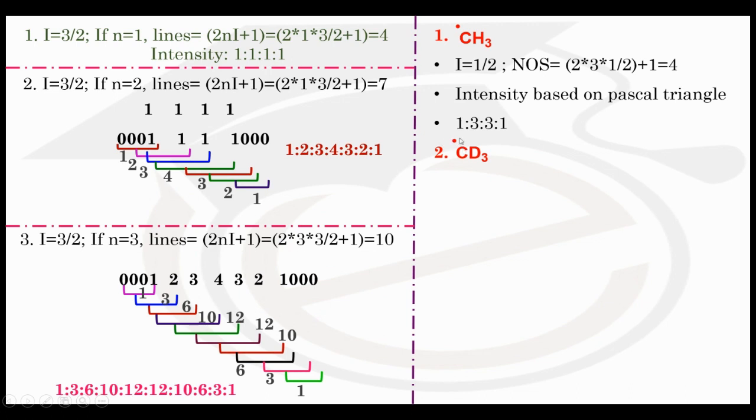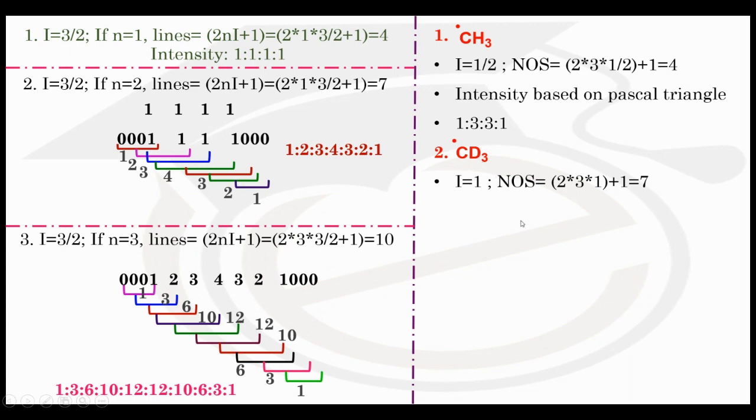Next question, CD3 radical. Here one unpaired electron is there, so one signal will be there, and now we have to find out the splitting. Here I value is 1, so number of signals will be 2 into 3 into 1 plus 1. Here 3 deuteriums are there, spin is 1, 2 into 3 into 1 plus 1, that is equal to 7. So we are getting 7 signals. In the case of CH3 radical we are getting 4 signals, in the case of CD3 radical we are getting 7 lines.